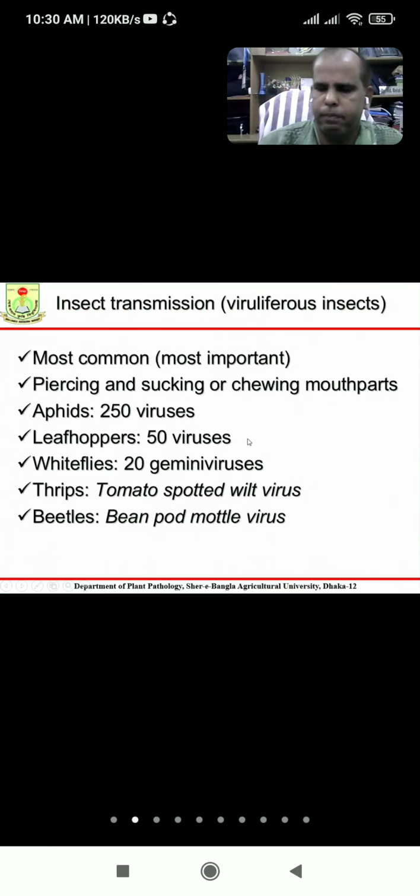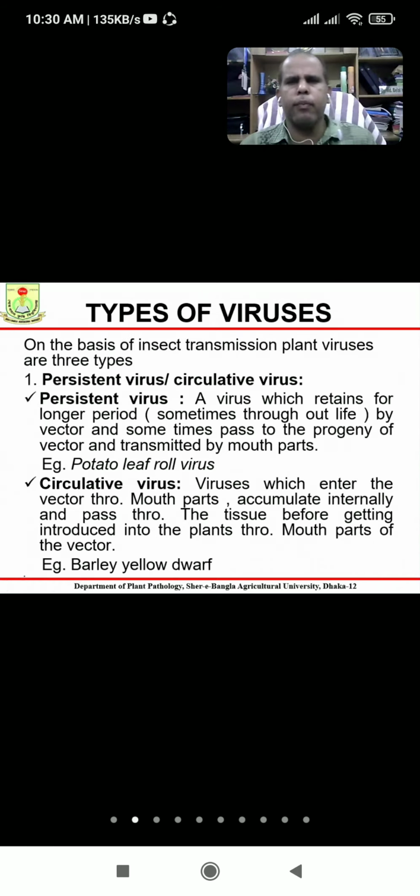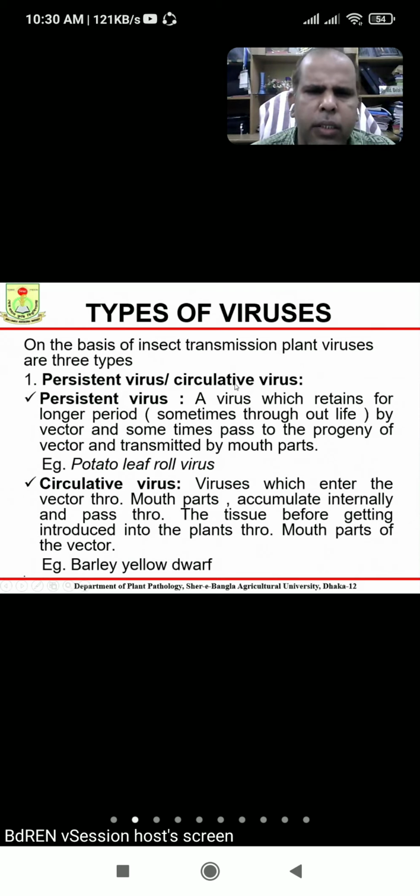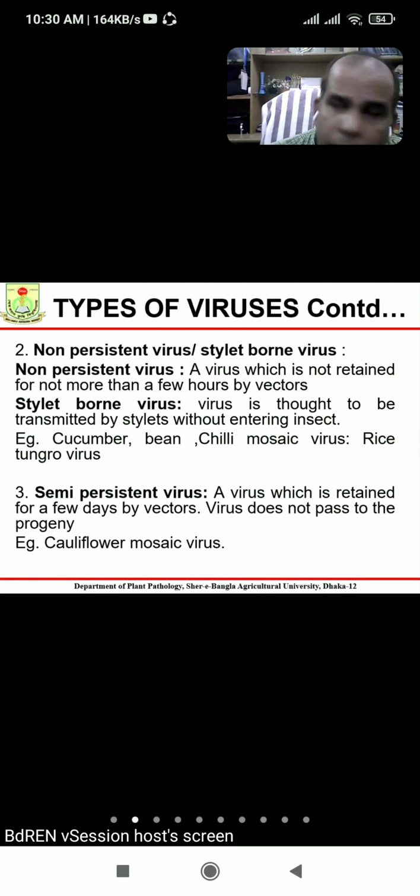Now the types of plant viruses on the basis of insect vector. On the basis of insect vector, there are three types. I am not going into details, this is only a recap, because you studied this in level 2 semester 1. One, the persistent type, or circulative type, and then the non-persistent type and the semi-persistent type.